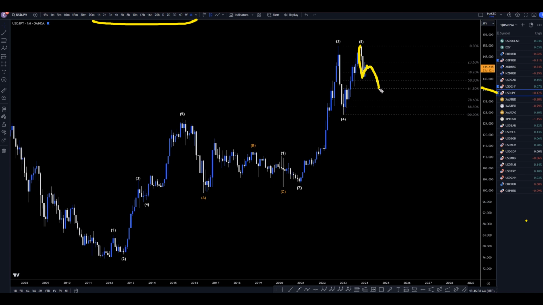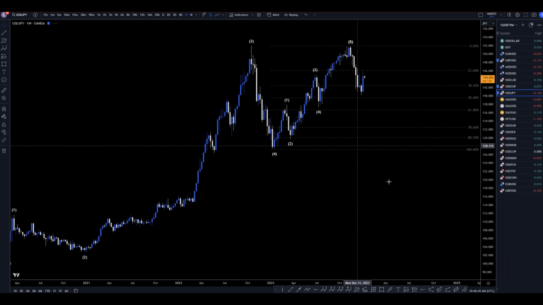I mean, it would make a lot more sense for this to do something like that before it does go back up. But we're gonna have to see. It potentially could be a wave five, and if it is a wave five, it potentially could make a much bigger move down and potentially even go down and take out the low of wave four. So either way, let's head down to the weekly time frame.